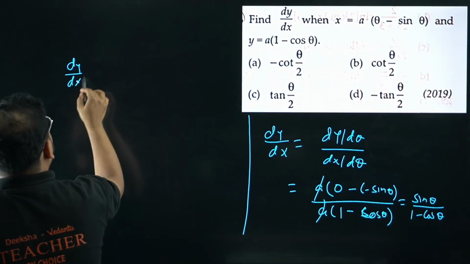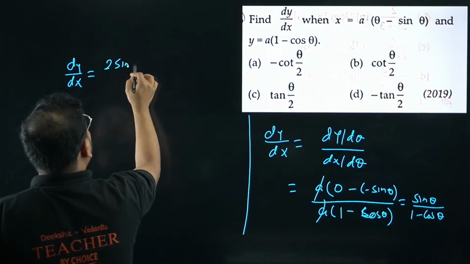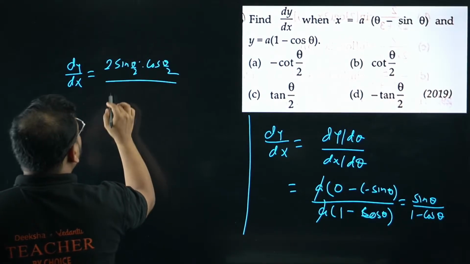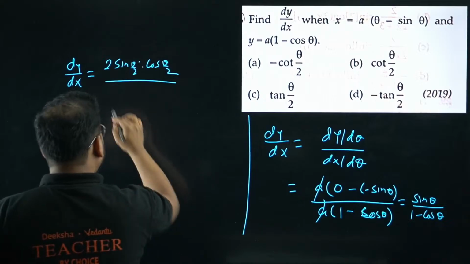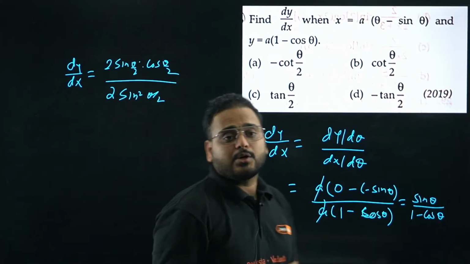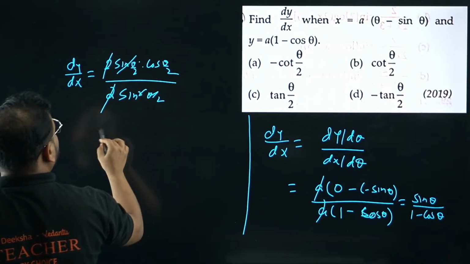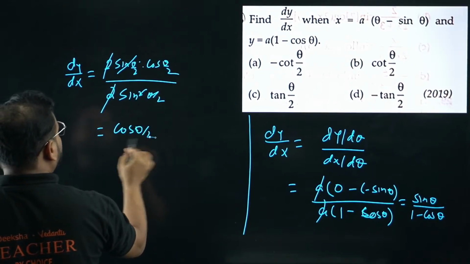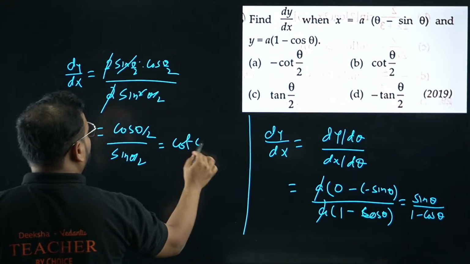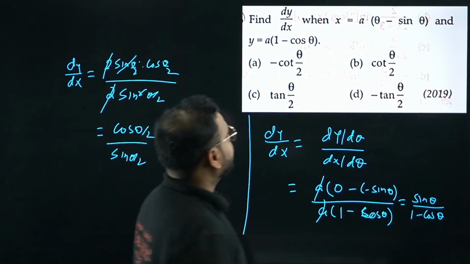So I get this as 2 sine theta by 2 into cos theta by 2 divided by 2 sine square theta by 2. The formula for 1 minus cos is 2 sine square theta by 2. The 2 cancelled, and one of the sines will also be cancelled. I get the answer as cos theta by 2 divided by sine theta by 2. The answer is nothing but cot theta by 2. Option B is correct.